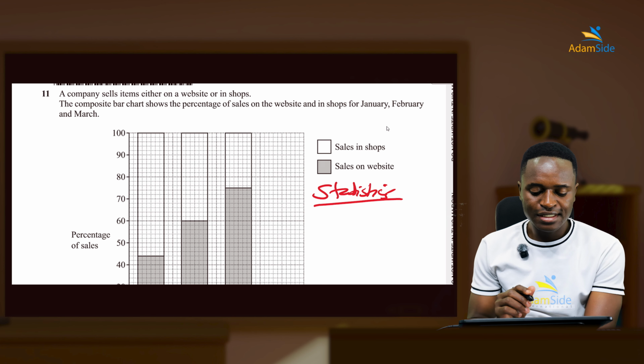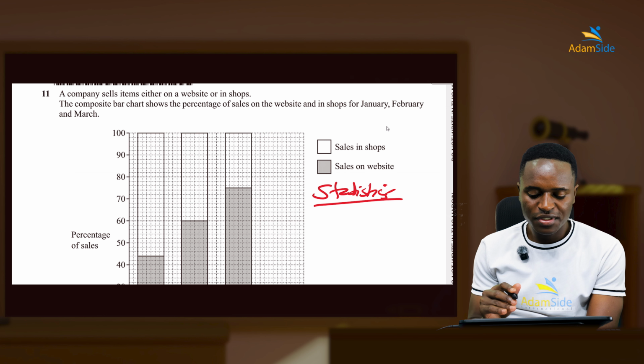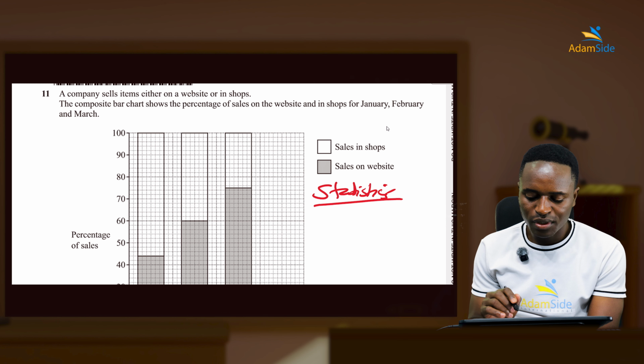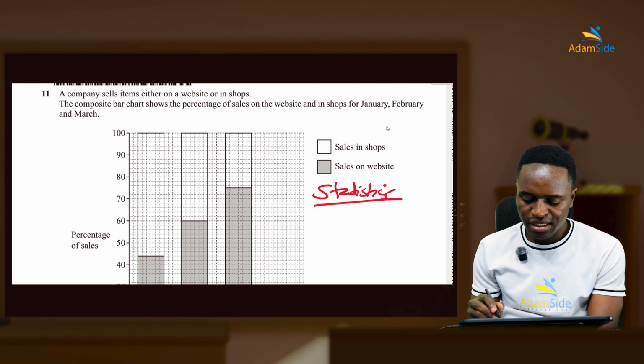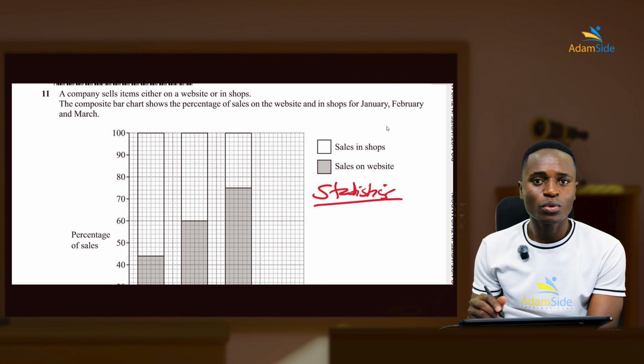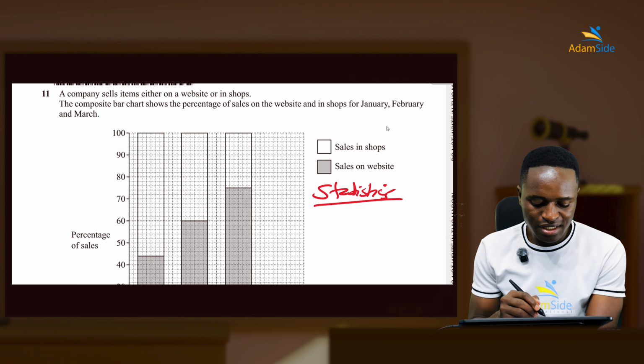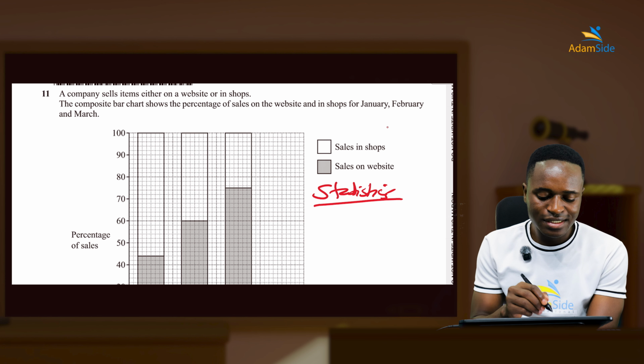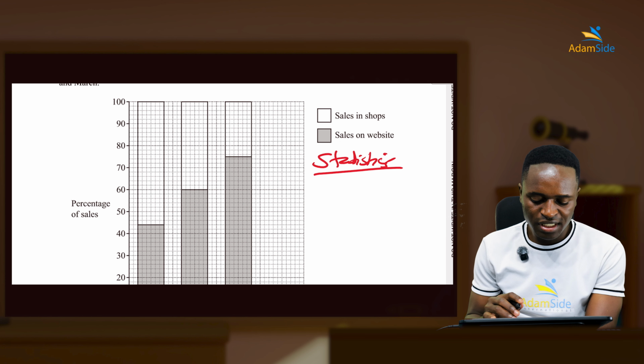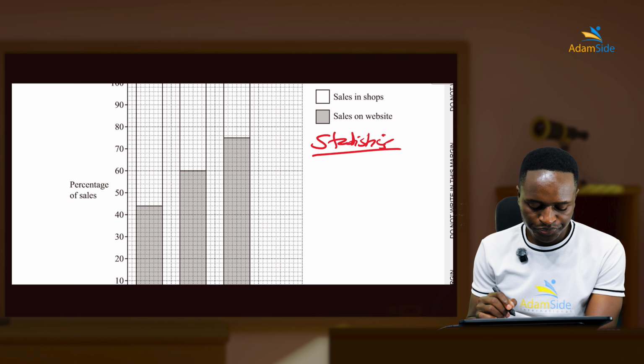A company sells items either on a website or in shops. The composite bar chart shows the percentage of sales on the website and in shops for January, February, and March. So we have sales in shops and we have sales on websites. What we need to do here is analyze the bar chart. You can see here we're given different sales, but our total sales are 100. So we say percentage of sales, and then we go down.